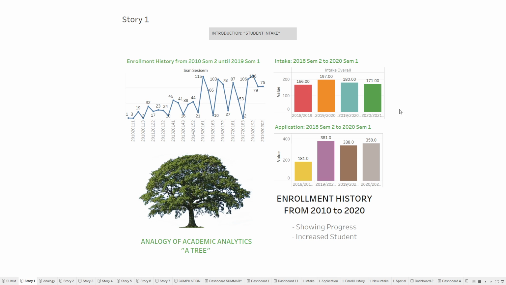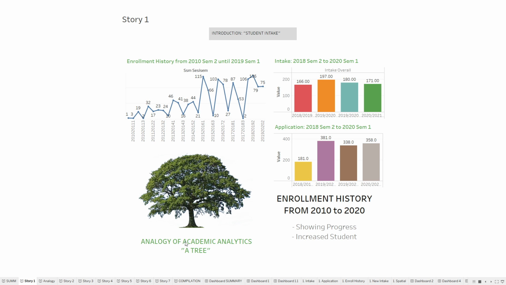The student intake overall has increased, and we can see the applications from 2018 till now have been increasing and doubled from the earlier situation. It means that the enrollment history from 2010 to 2020 is showing progress, and there is much interest from students to know about the RFTI course.